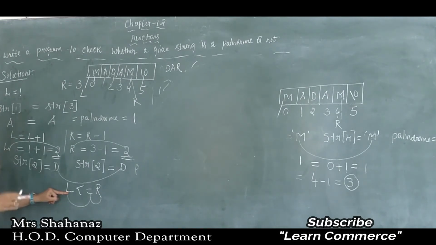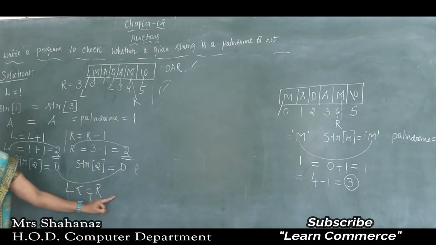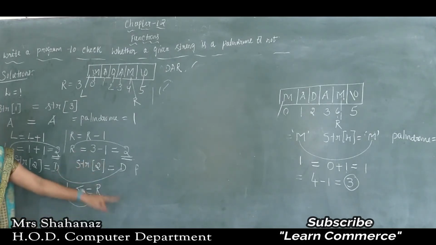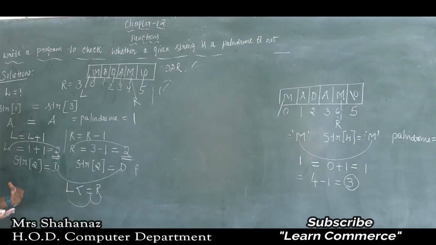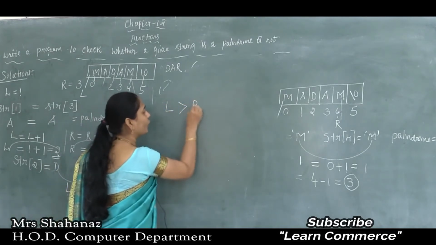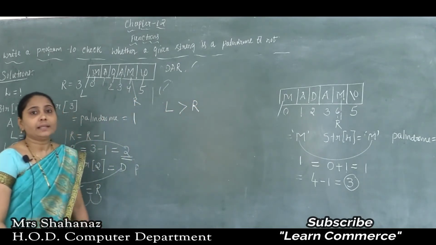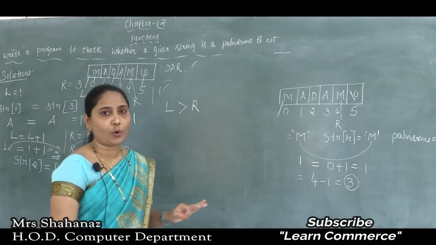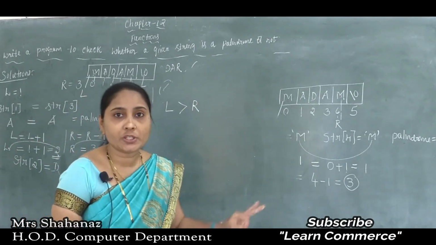So the condition is satisfied as long as the L value is less than the R value when you are going to compare. The L value may also be equal to the R value, and only then can you compare. That means you can compare at that time also, but if the L value is greater than R, that means you should stop the program. Clear this point here? You should stop the program.